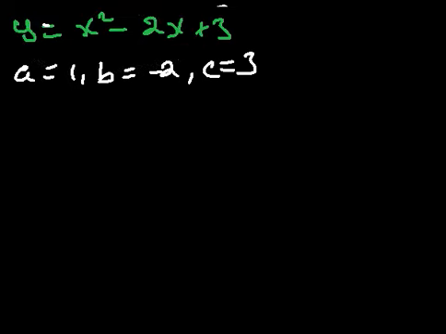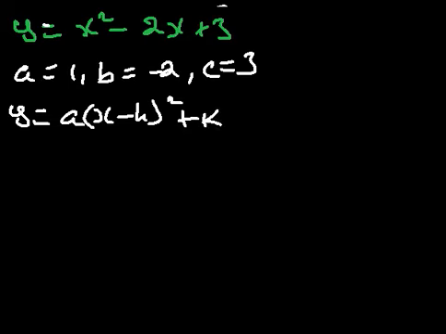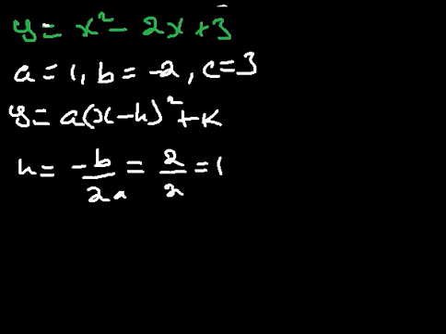Now the principle remains the same. What is the graphing key? We have y is equal to a times (x minus h) squared plus k. Now h is given as negative b over 2a. That is the same as negative, and this negative will become a positive. So that will be positive 2 divided by 2, and that will be given as 1.